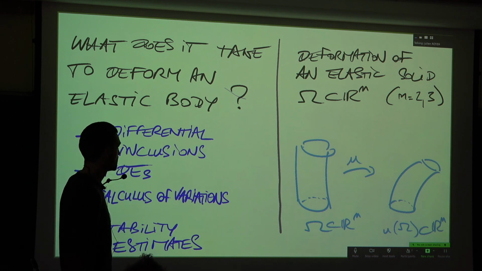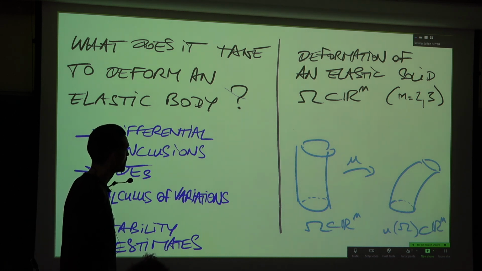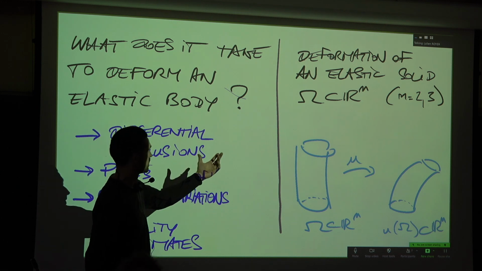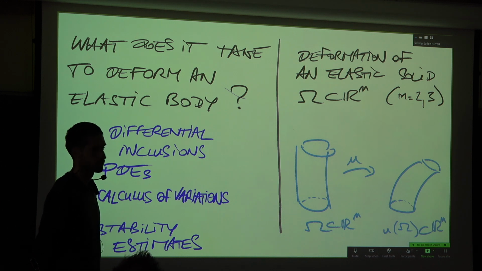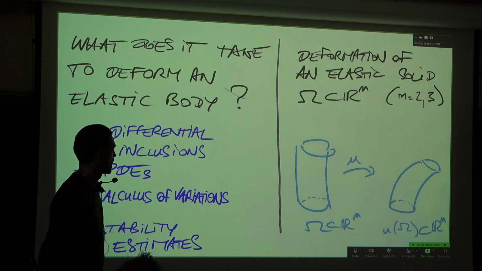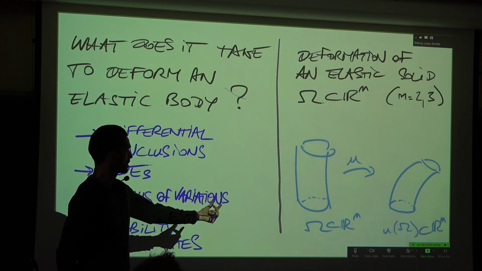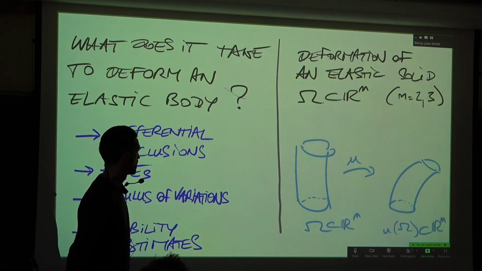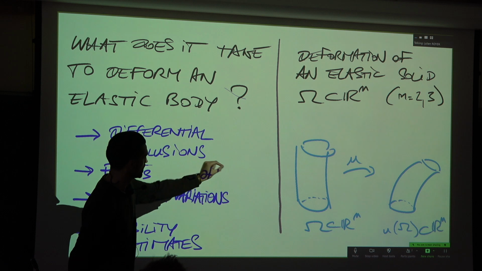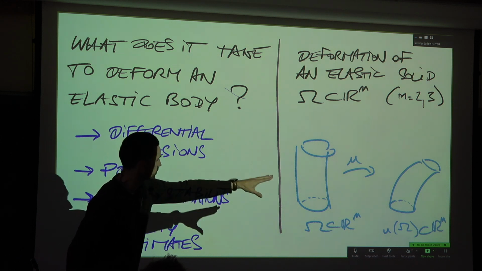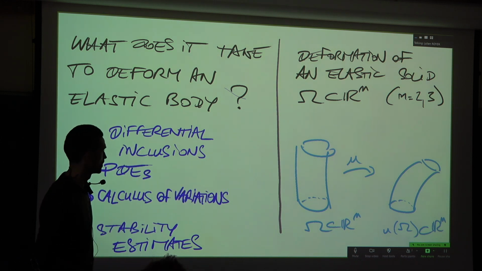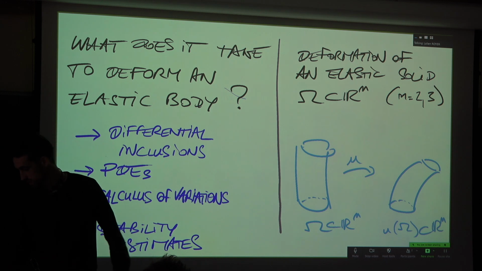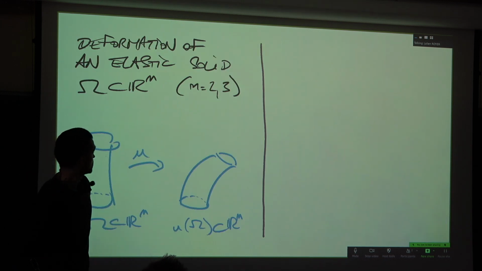Okay, so let's start from how we represent mathematically the deformation of an elastic solid. So we have a domain in Rn. You can think n equals 2 or 3. And you have a map from your initial configuration to the deformed configuration. Okay? And you can think that this map u takes every molecule of your solid on the left to the deformed configuration on the right. Okay, why not? Very basic representation.